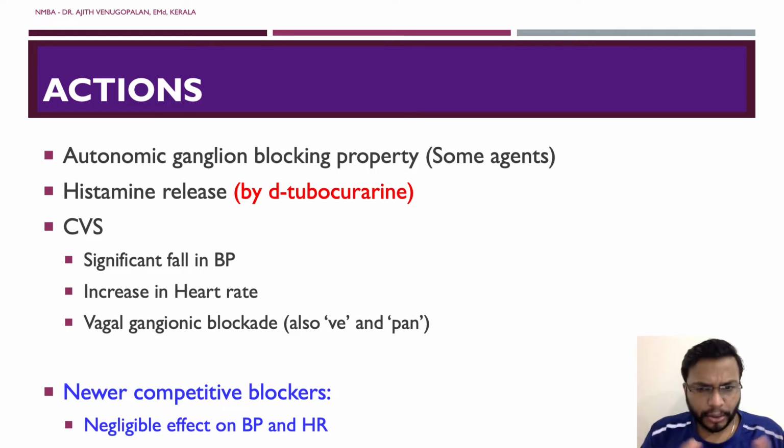In contrast, pancuronium, which is one of the long duration drugs, blocks the vagal muscarinic receptors in the SA node.